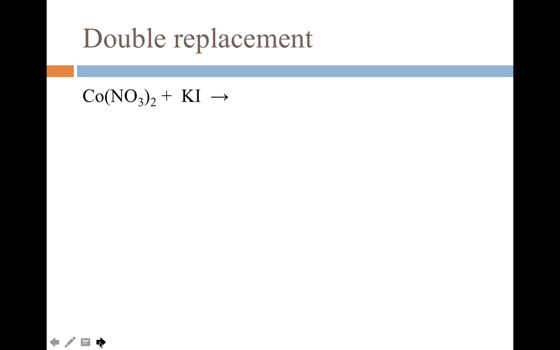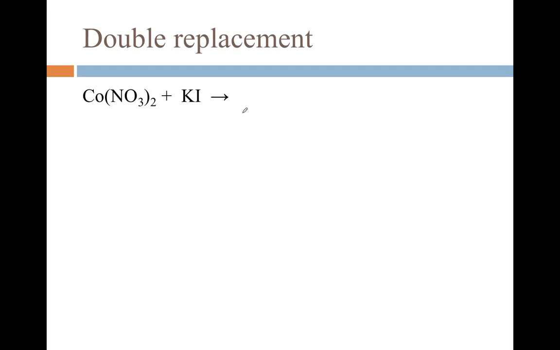When we look at cobalt 2 nitrate plus potassium iodide, and we go ahead and predict the products, why don't you pause this screencast and see if you can predict the products using the general form of the reaction.